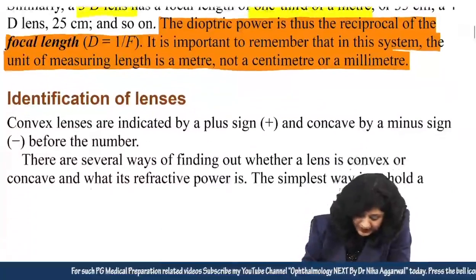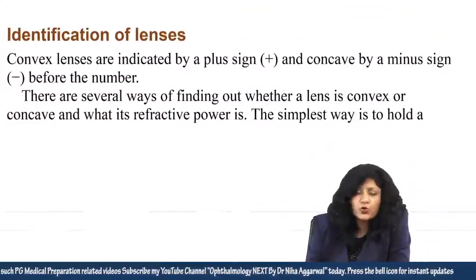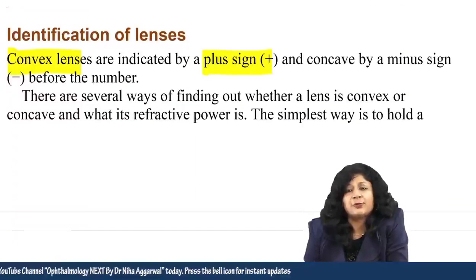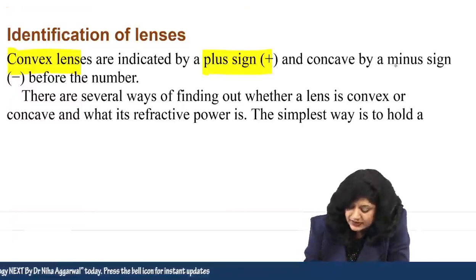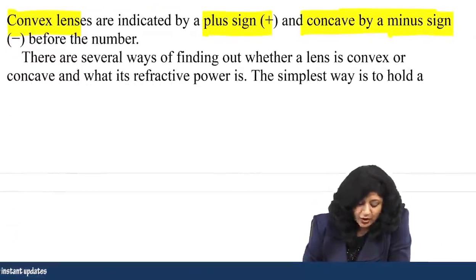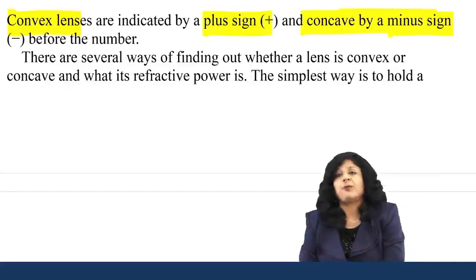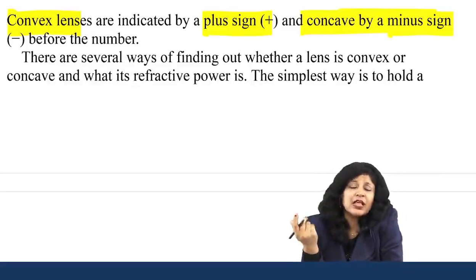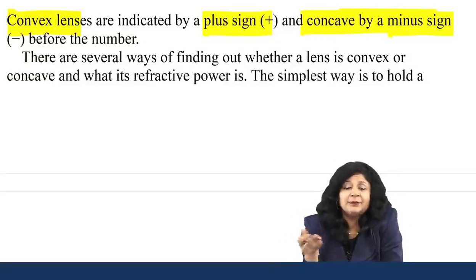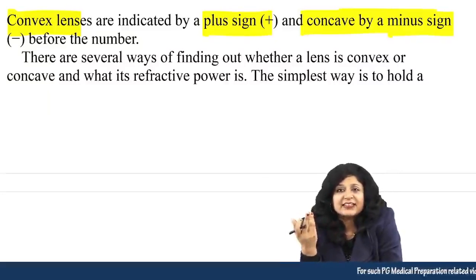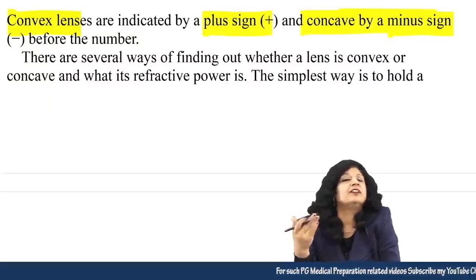Now we come to the identification of the lenses. Usually, if you go by convention, the convex lenses are indicated by the plus. That is why when we say hypermetropia lenses, we say they are plus lenses, while the minus is your concave lens. So there are several ways of finding out whether a lens is a convex or a concave and what is its refractive power. This is again very useful when you are working in the ophthalmic OPD, don't rely just on the colors. Even when you are sitting on the viva table and the lenses are spread in front of you, I know most of you actually recognize the colors. Red is for plus and black is for minus, or vice versa, something like this.